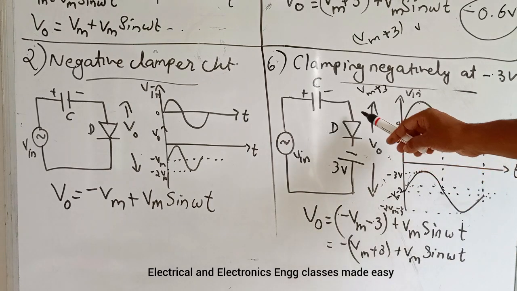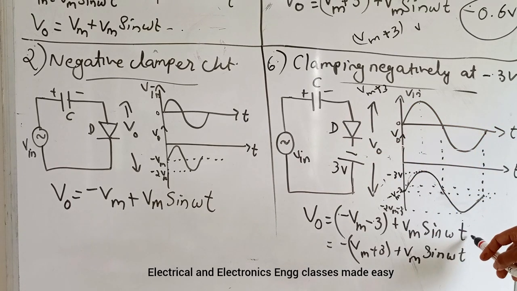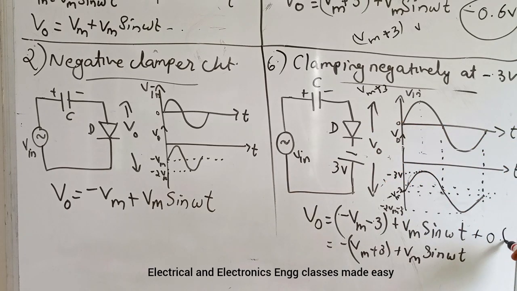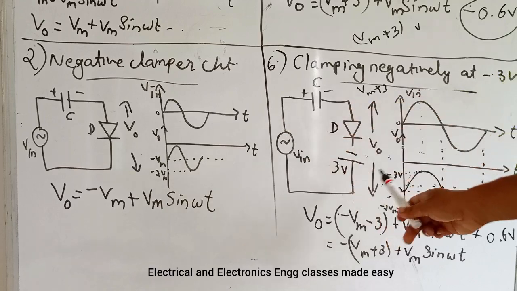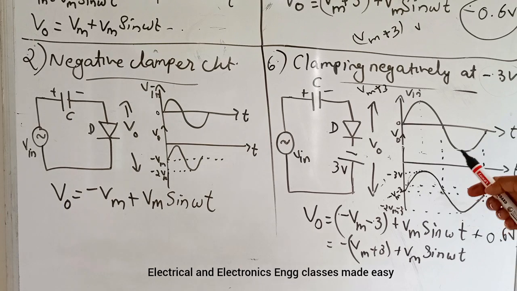And if we are taking the diode voltage drop, then we have to consider 0.6 volt here. So in practical case we have to add 0.6 volt. So this is the case for clamping negatively at minus 3 volt, and that is negative clamper circuit. So the difference is the graph is shifted downward by a voltage of minus 3 volt. So that is about the clamper circuits.